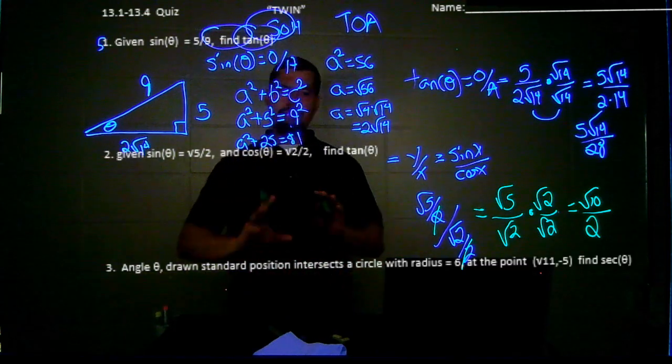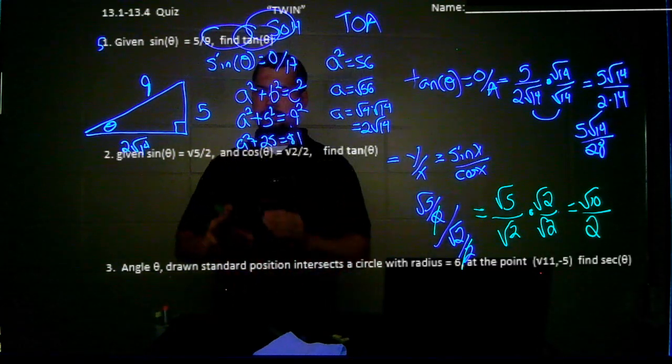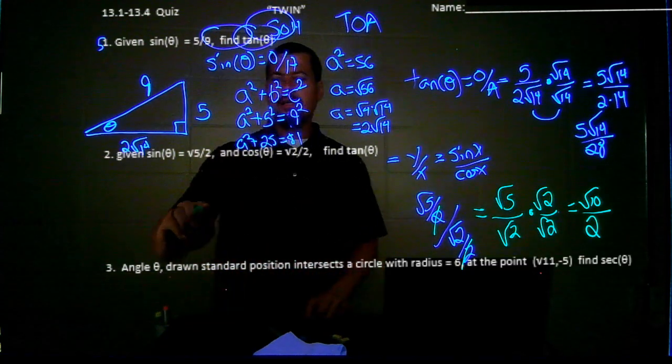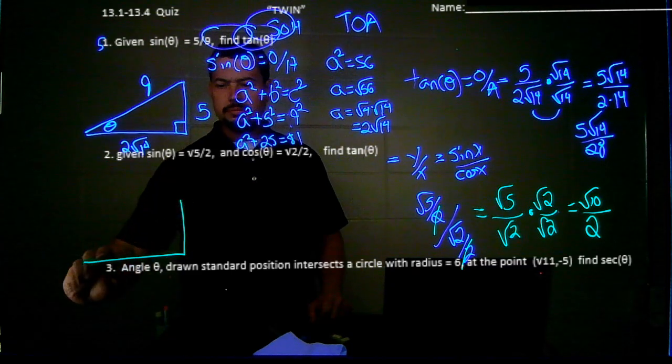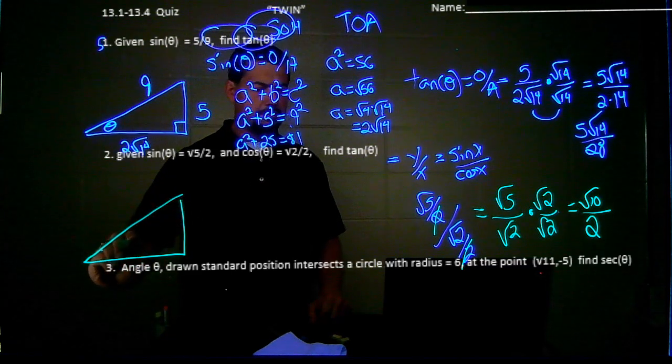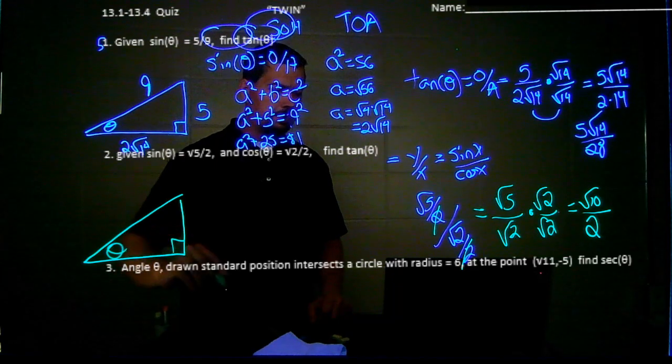Now, if that seems a little too foreign to you, and you're like, but it's trig, I got to draw a triangle, then you just draw the stinking triangle. The triangle is going to look like this. We always put our angle in the corner. The angle is called theta. And we're going to have to follow kind of our ratios here.